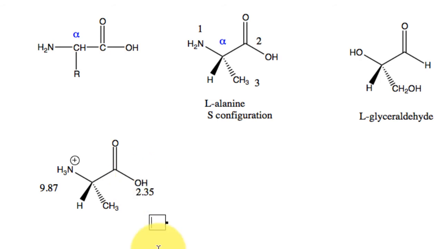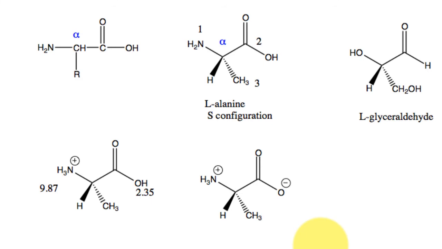In highly acidic solution, both of these positions will be protonated. However, at physiological pH, only the amino group is protonated. So if we say pH equals 7, we have one proton taken off and one proton still there. It might not surprise you that it's the most acidic proton, the carboxylic acid with pKa 2.35, that's taken off. The less acidic proton remains on.